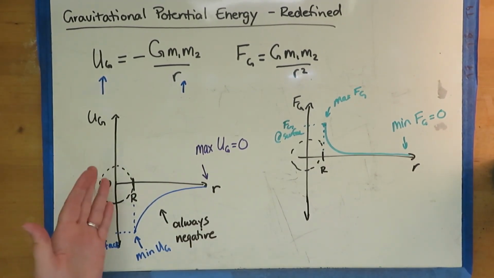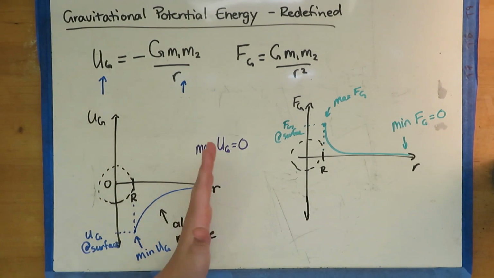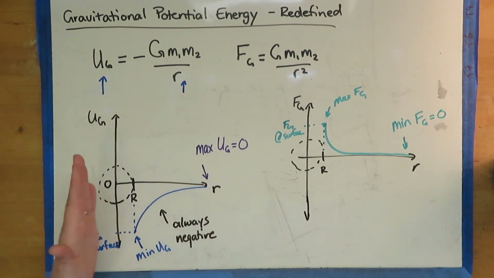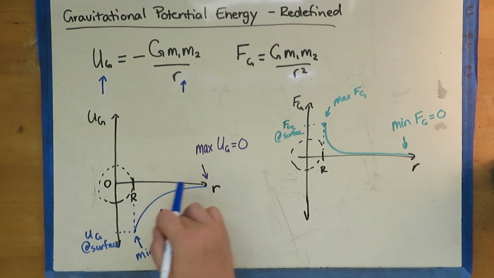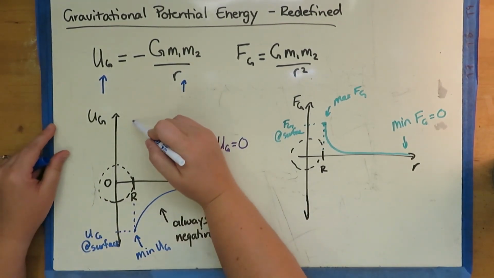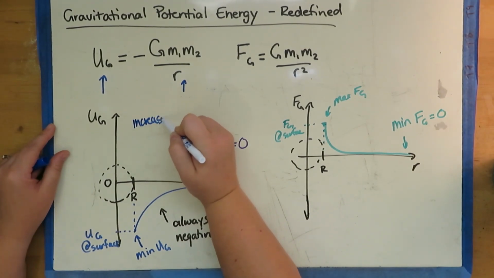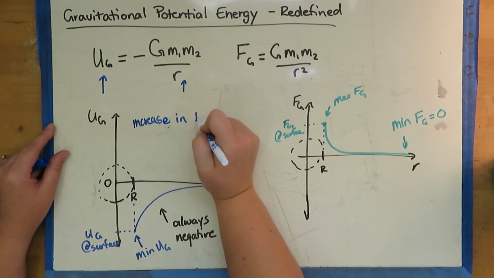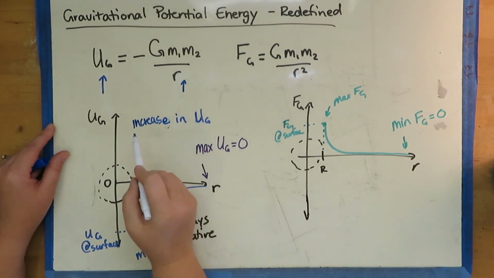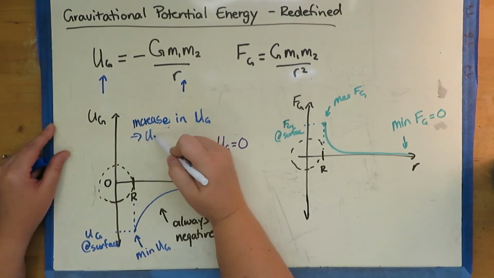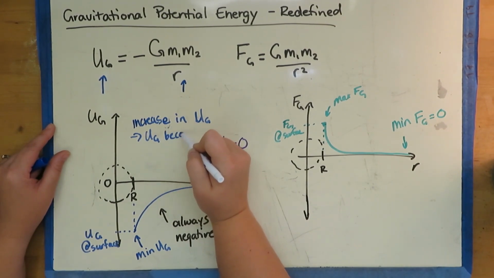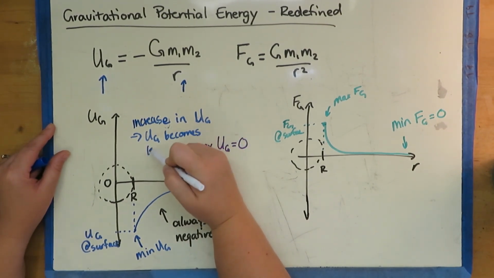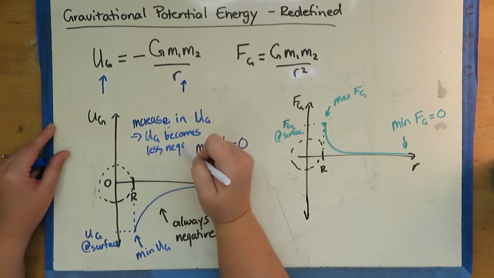So just as if I were to toss a ball from the surface of the Earth up, my gravitational potential energy increases the further away I get. But what that means is that an increase in gravitational potential energy means that your gravitational potential energy becomes less negative or more positive.